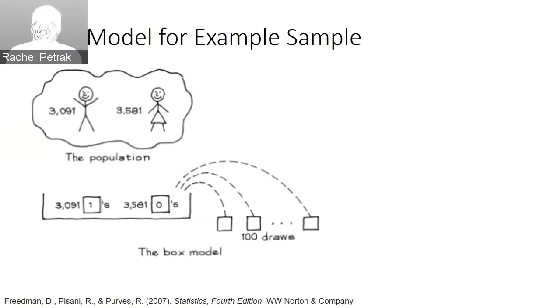From this population, from this box model, we can make 100 draws as we do in this example. And when we do our 100 draws, since we're using simple random sampling, the tickets are drawn without replacement. We'll look at the difference between drawing with or without replacement later on in today's discussion. But first, let's break down this box model.